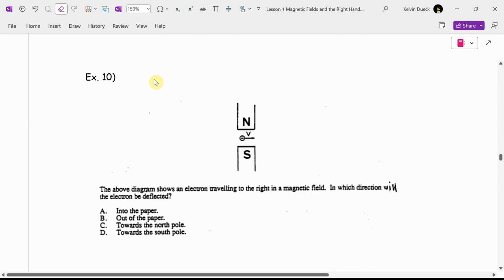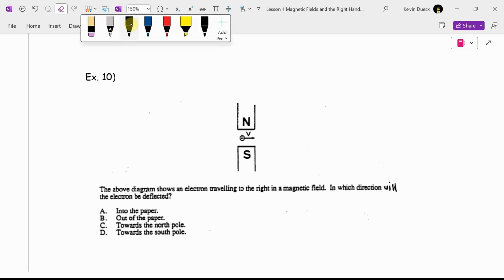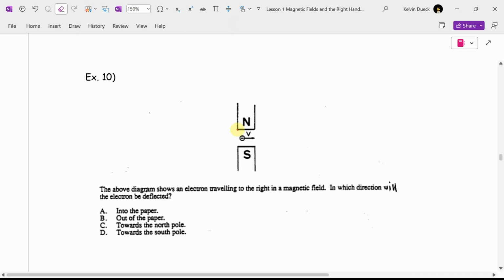The above diagram shows an electron traveling to the right in an external magnetic field. First of all, let's draw in the magnetic field lines if you haven't done that. They go from north to south. It's an electron. Our right-hand rule does not work for electrons, but you will often be given electron questions because those are the particles that we can move around. So an electron traveling to the right is the same as a proton traveling which way? So point your right thumbs to the left.